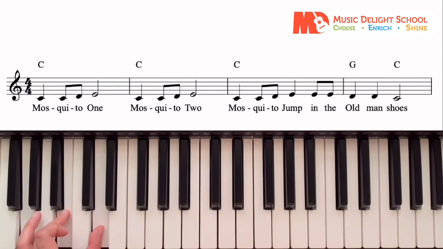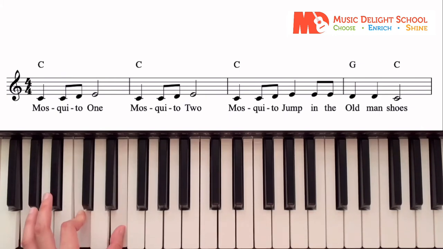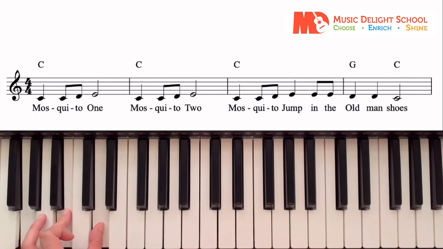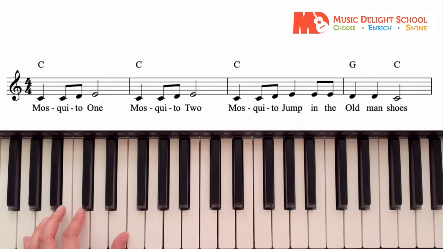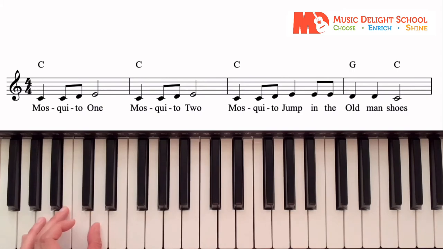1, 2, 3, 4. 1, 2, 3, 4. Rest to form C. 1, 2, 3, 4. Rest to form G. 1, 2, 3, 4. Rest to form C. 1, 2, 3, 4. Now we're going to play the chords.